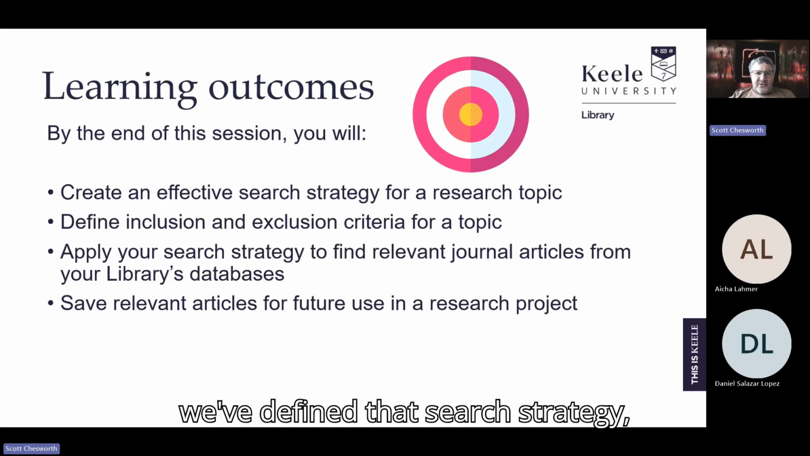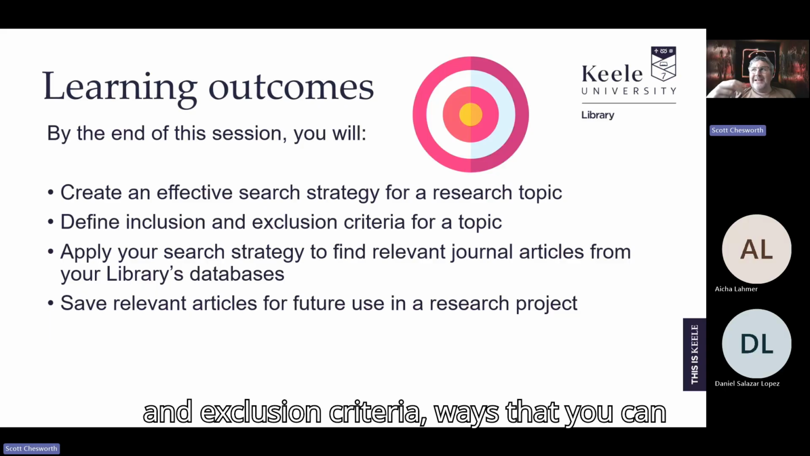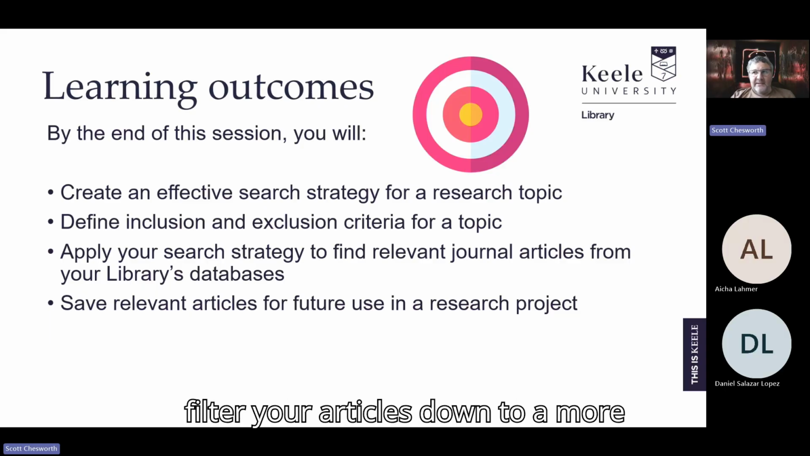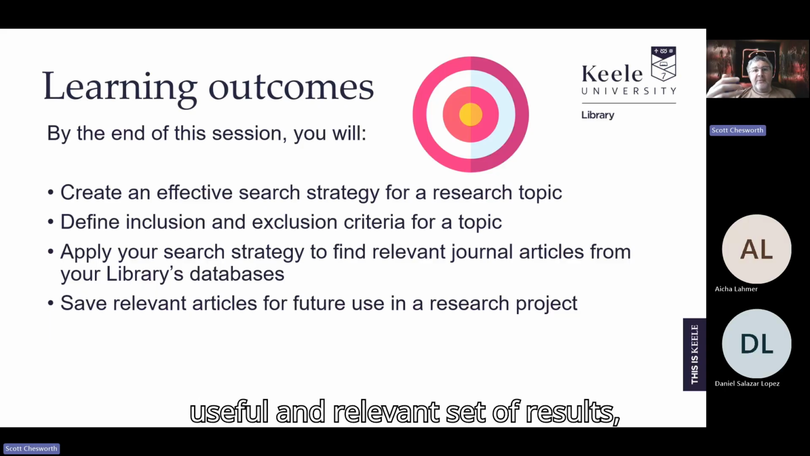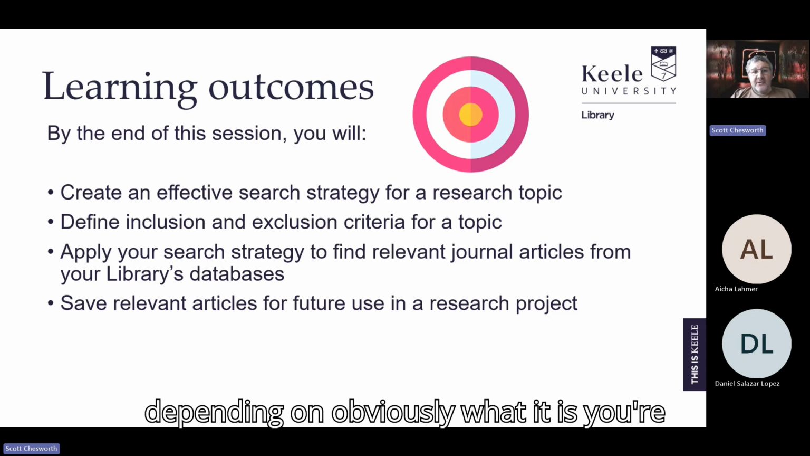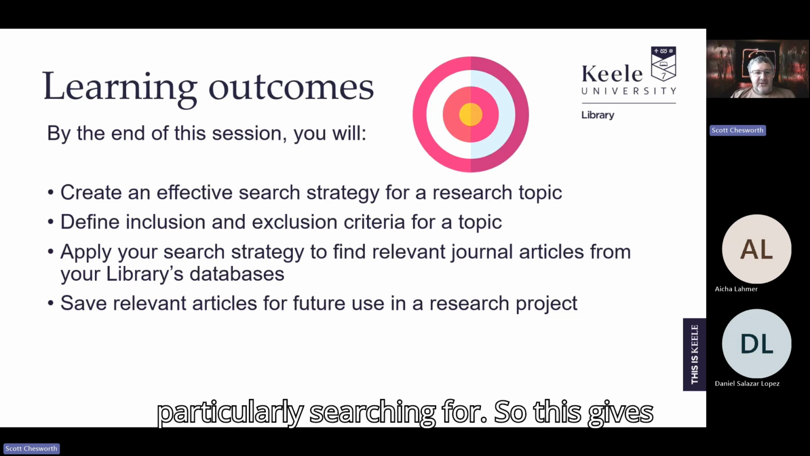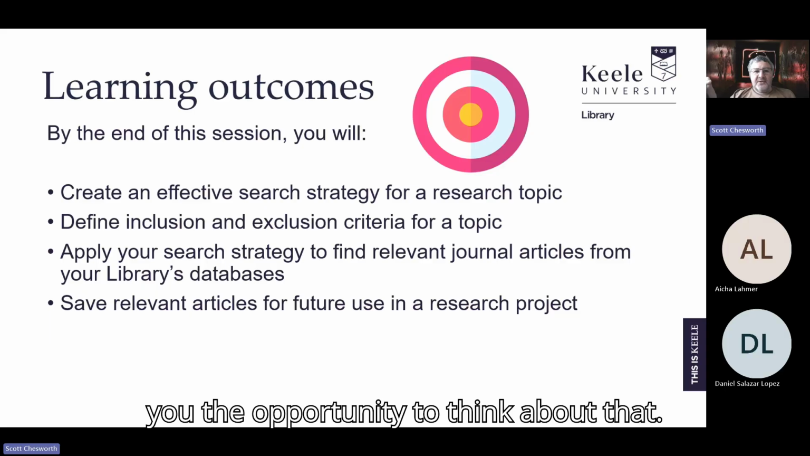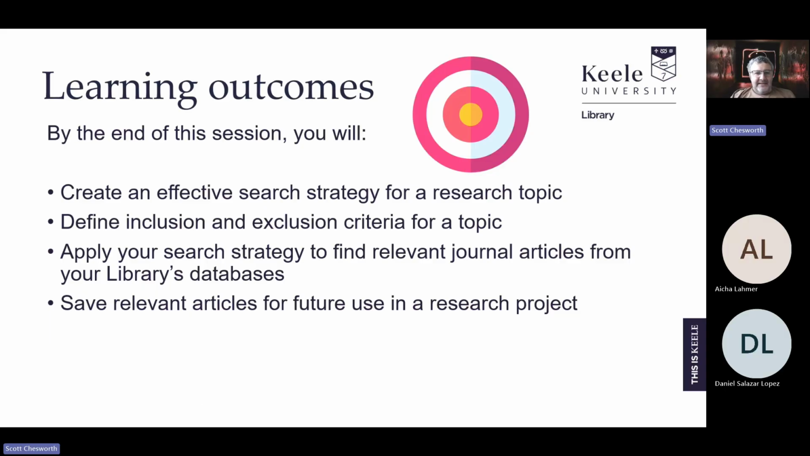Once we've defined that search strategy, before you start searching again, think about what's called inclusion and exclusion criteria, ways that you can filter your articles down to a more useful and relevant set of results, depending on obviously what it is you're particularly searching for. So this gives you the opportunity to think about that.